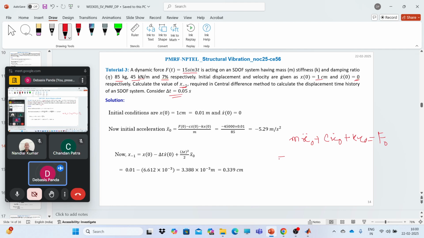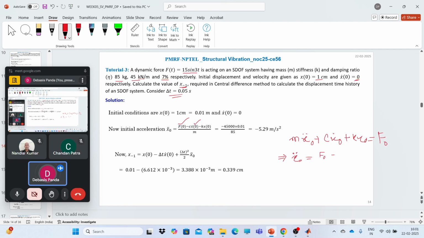So here I can easily calculate x double dot naught, that means the initial acceleration. The initial acceleration will be nothing but the expression: f naught minus c x dot naught minus k x naught, divided by m. Now we already have the values. What is the value of f naught? Obviously it will be 0 at the starting point.